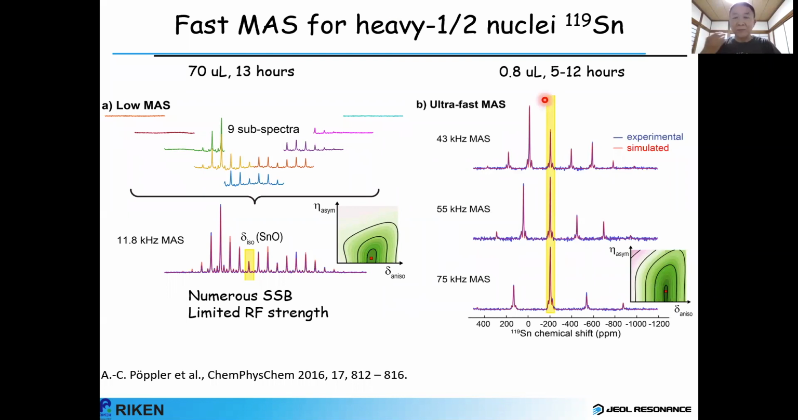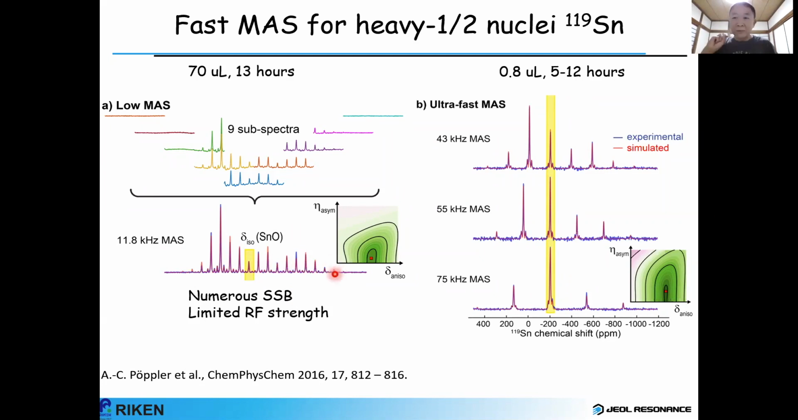Most of the heavy spin-1/2 nuclei have very large chemical shift anisotropy. So we can obtain a very narrow line shape, but it consists of numerous spinning sidebands. Here is one example. This spectrum is observed with a 4 mm rotor. Because of the limited spinning frequency, we see numerous spinning sidebands at every rotor period.